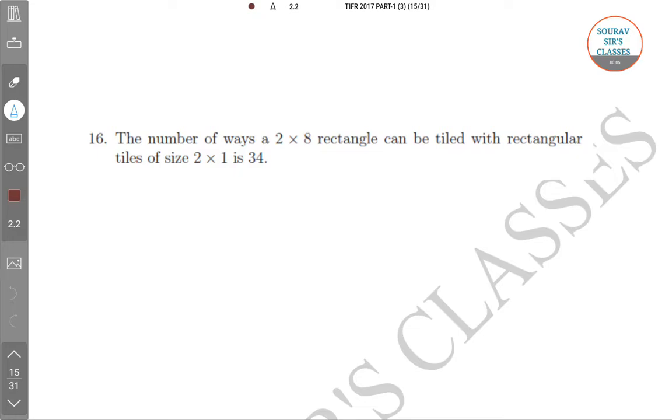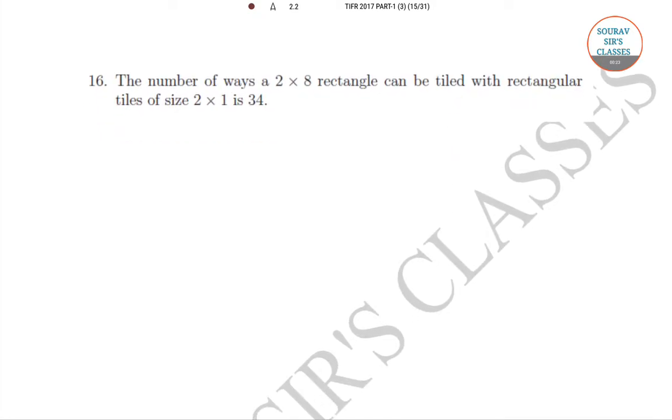Today we will be solving part 1 of the TIFR maths paper of the year 2017. We have solved question numbers 1 to 15 in the earlier videos. Today we will be solving questions 16 and 17 from the same paper. So let's begin with question number 16.